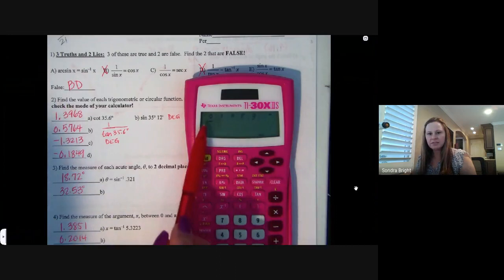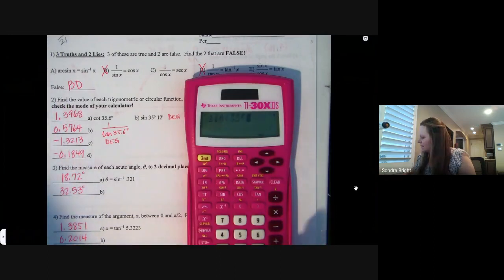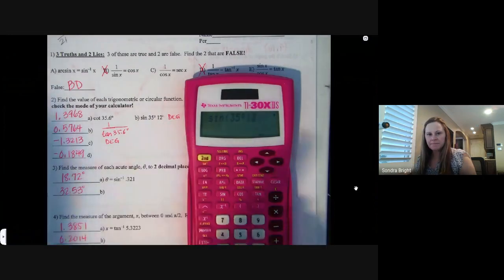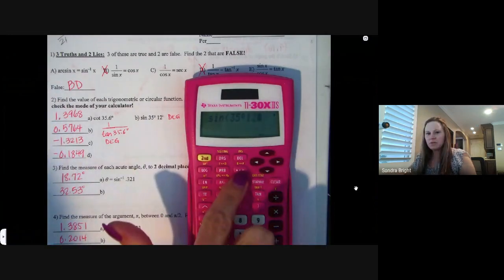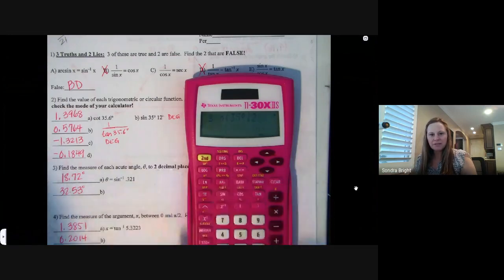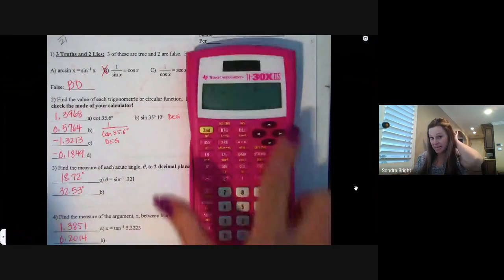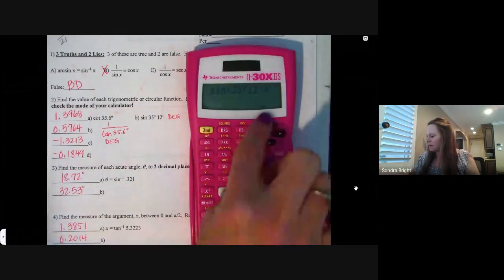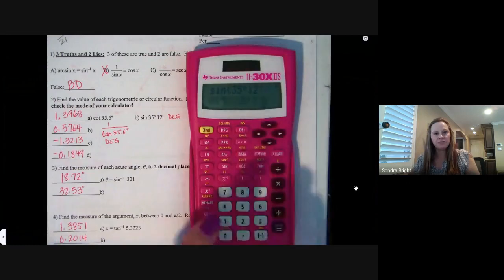Just hit enter or the equal sign. And then 12 minutes, so hit 12. Hit that degrees, minutes, second button again. But arrow to the right now so that minutes is underlined. Hit enter. So now it's taking the sine of 35 degrees and 12 minutes in degree mode. Hit enter. And that's where I got the 0.5764.